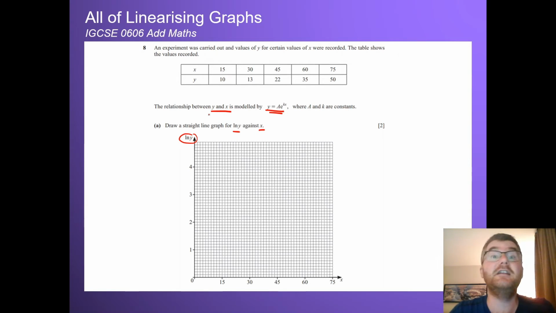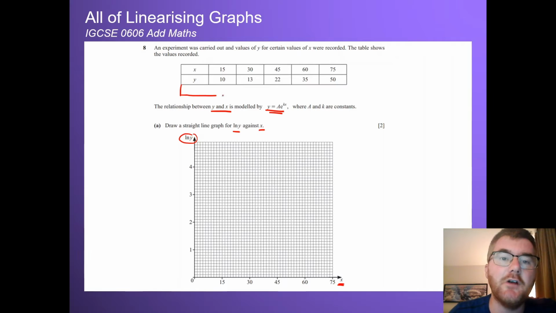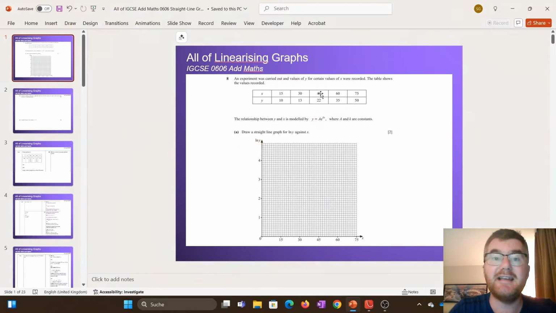This is a typical linearizing graph signal that this is the topic. We have natural log of y here and we have x here. So in this case, we just need to add one extra row. Sometimes you have to add 2, depends on the question. Basically we're going to take all the results in y and then we're going to find the natural log of them. So I'm going to go to my calculator.